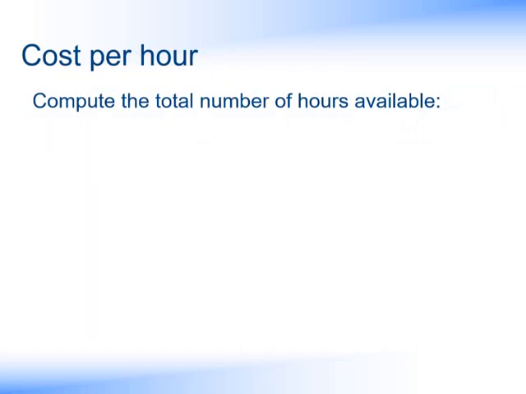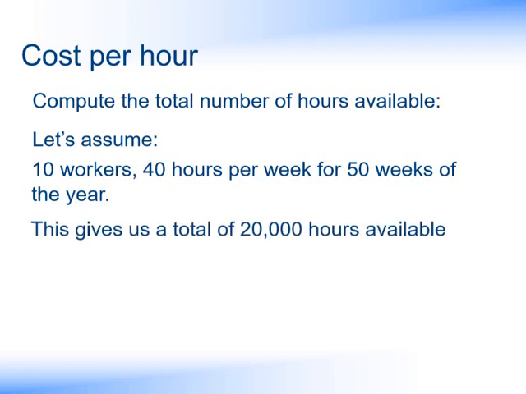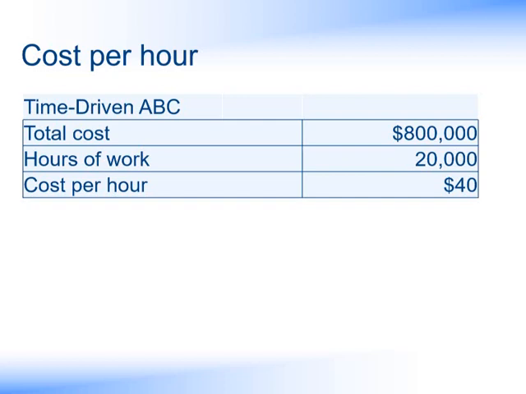Now we can use this information to calculate the cost per hour. So let's first of all compute the total number of hours available in the department. Let's assume, for the sake of argument, that we have 10 workers who each work 40 hours per week, and to keep it nice and simple, we'll assume they work for 50 weeks of the year. And this would give us, multiplying the numbers out, a total of 20,000 hours available in the department. Now we can calculate the cost per hour. We take the total cost of the department, which we were told was $800,000, simply divide it by the number of hours available for work, and that gives us a cost per hour of $40.